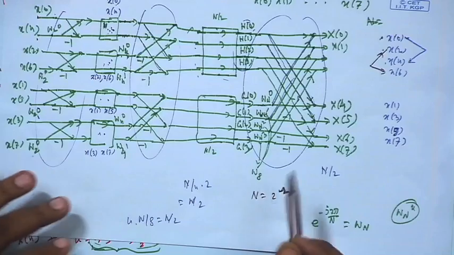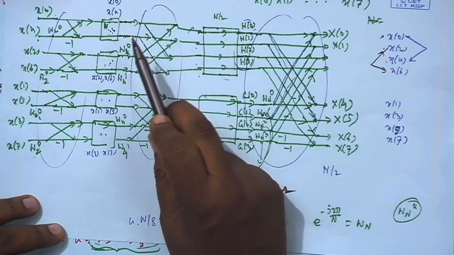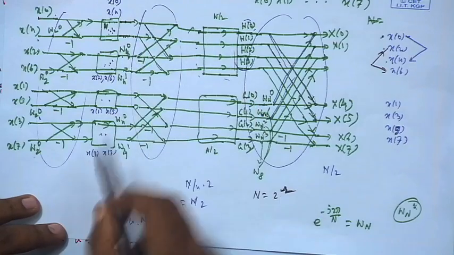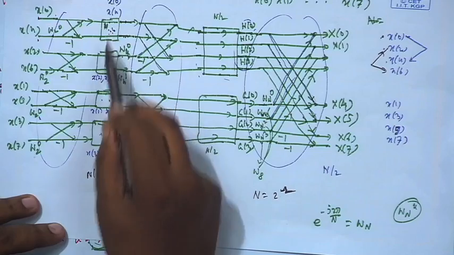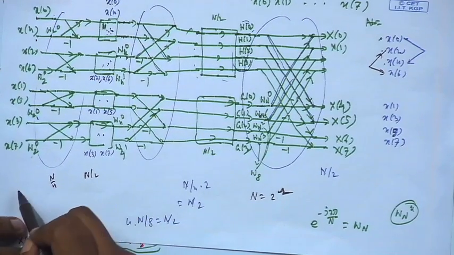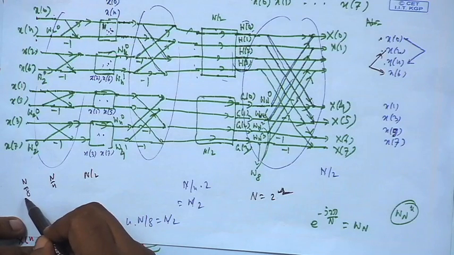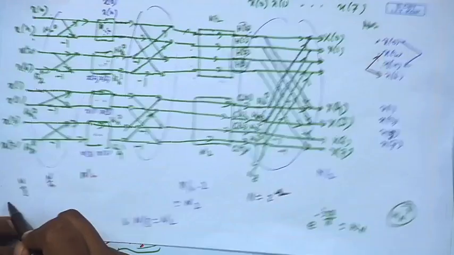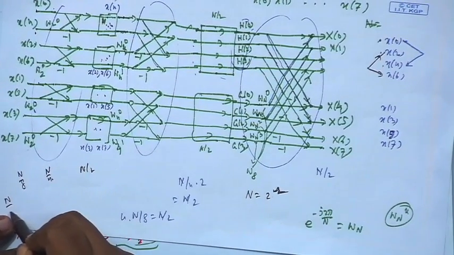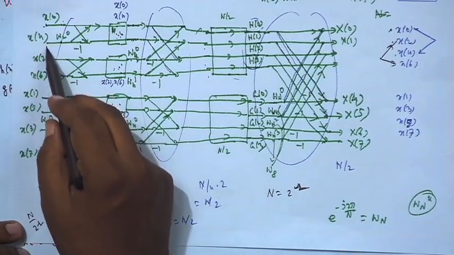Why r? Because n by 2, then n by 4, then n by 8. The basic block was, I am dividing into n by 4, then n by 8. So, one stage, another stage, another stage. So, how many cases? It was 2 to the power 1, 2 to the power 2, 2 to the power 3, up to 2 to the power r. Then only n by n is 1. So, I will get 1 point.